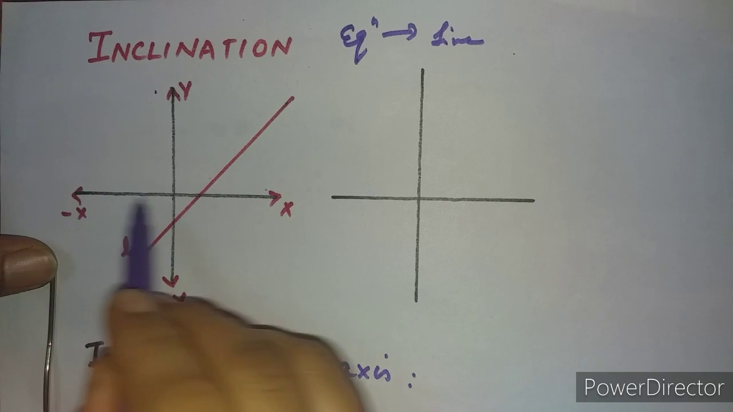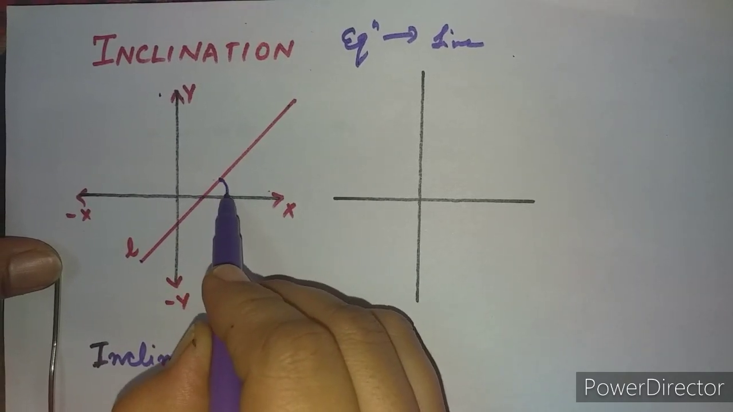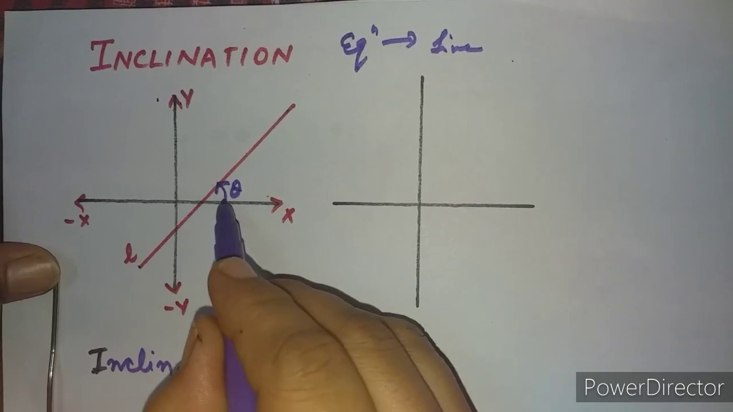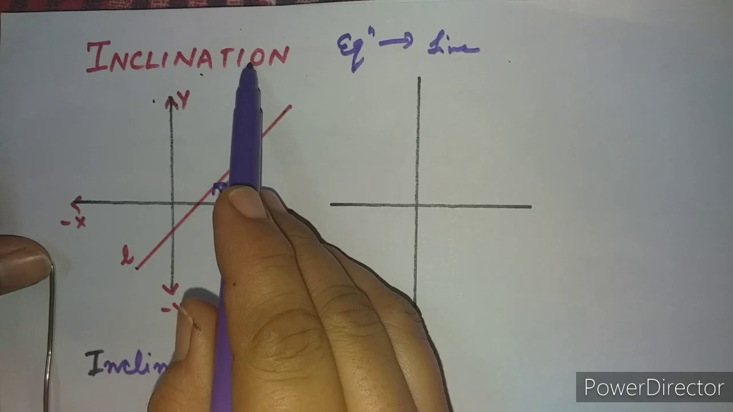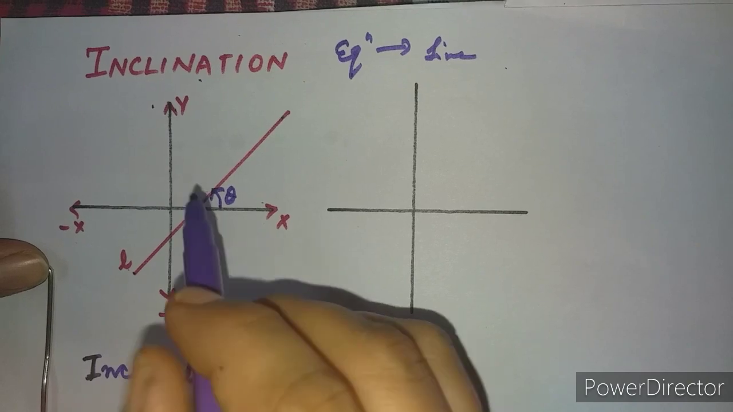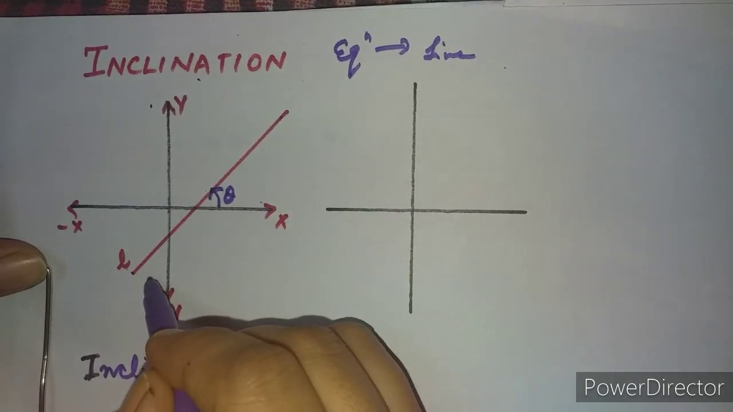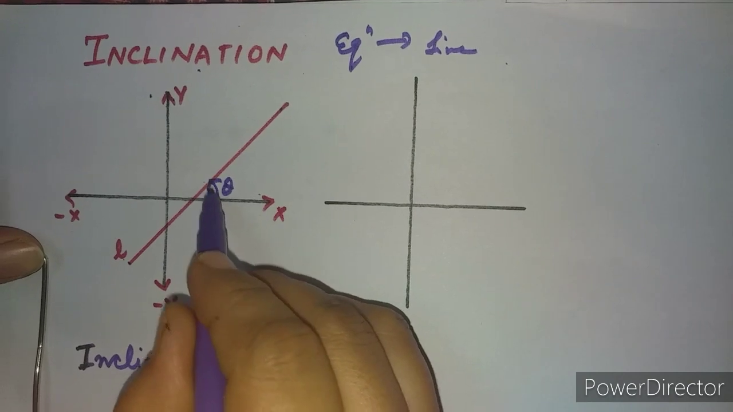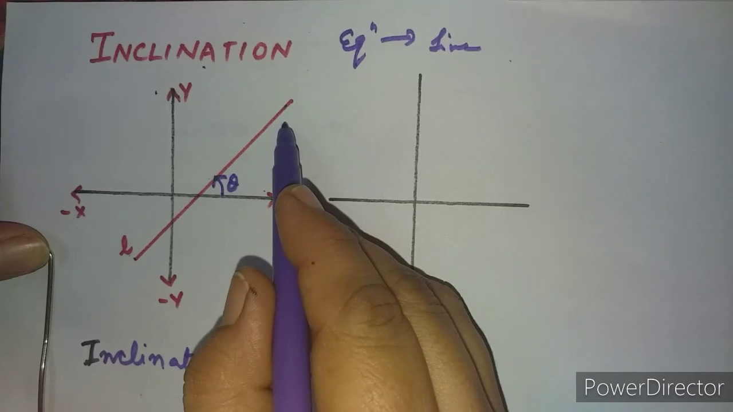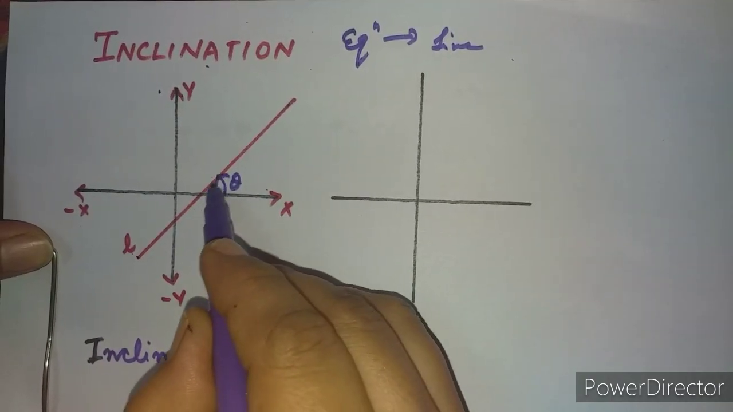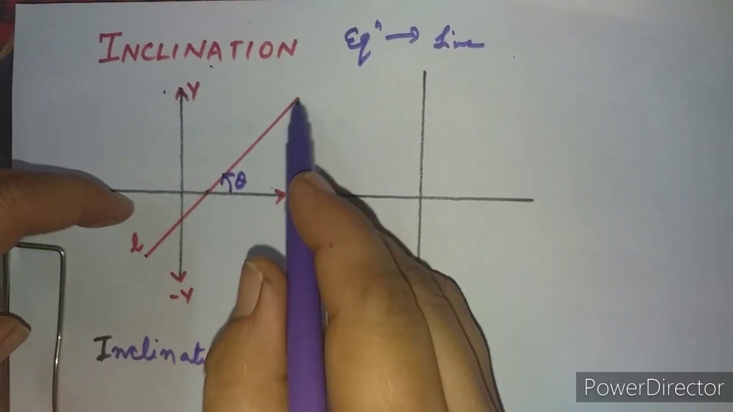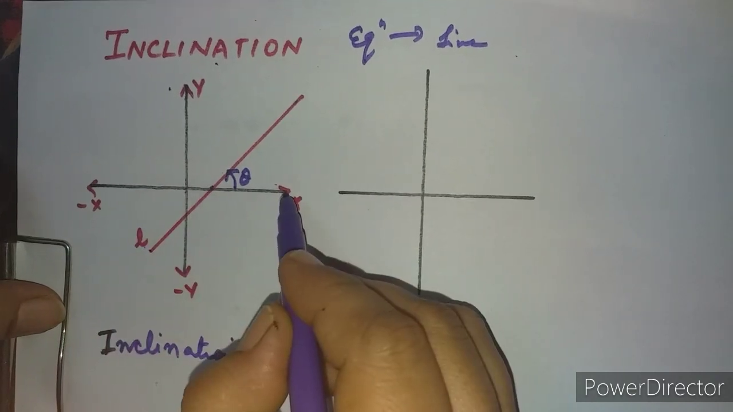Now this line is inclined to the x-axis at an angle, let us say theta. Now theta becomes the inclination of this line L. Then what is the definition of inclination? The inclination of a line L is the angle theta which the part of the line above the x-axis makes with the x-axis. This is the x-axis, and the part of the line I am talking about is from here to here.